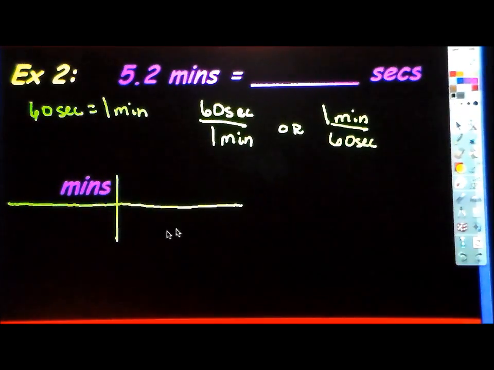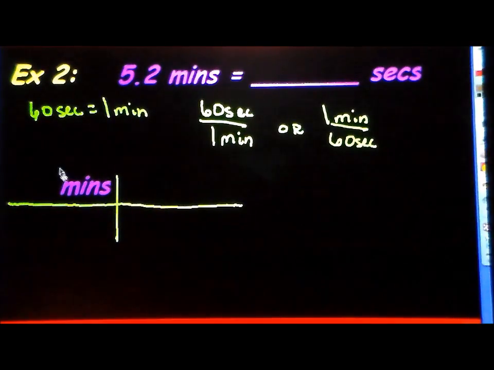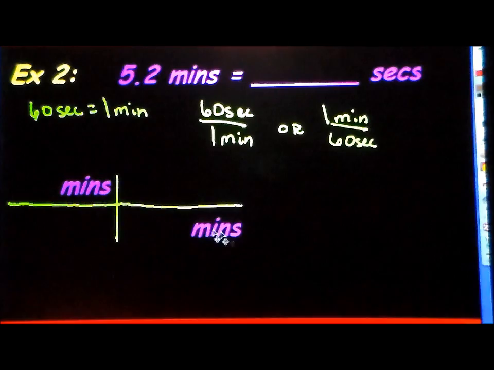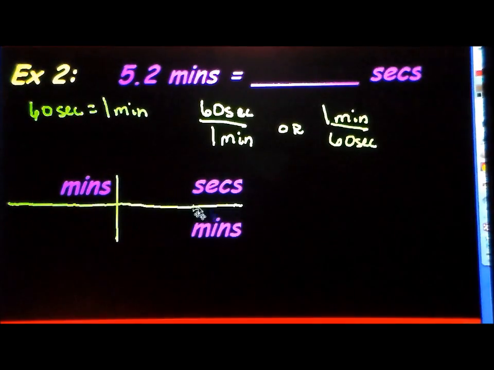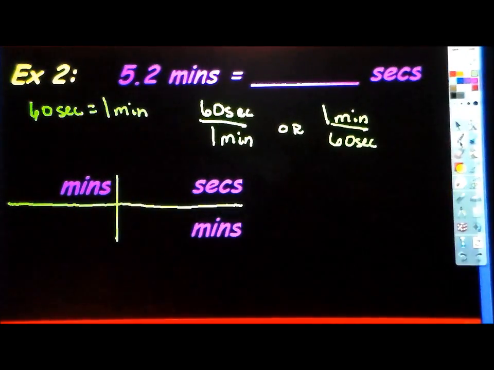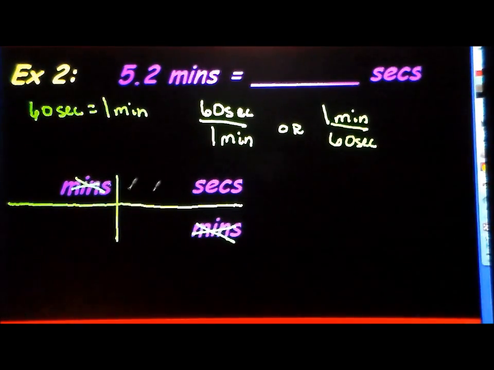So now, what do I need down here that'll cancel out with the minutes? I need minutes again. That'll cancel out from top and bottom, and if I put seconds on top, that means I'll be left with seconds as my answer. And so that's how we're going to set it up. Notice again, minutes are gone, and it leaves me with seconds. If I go back and fill in my numbers, can't be wrong.